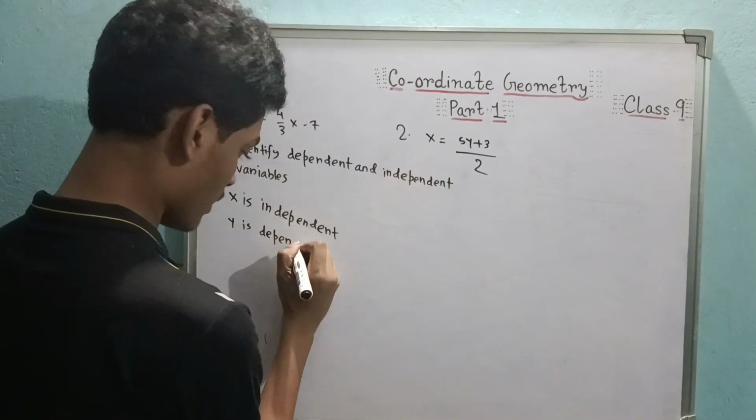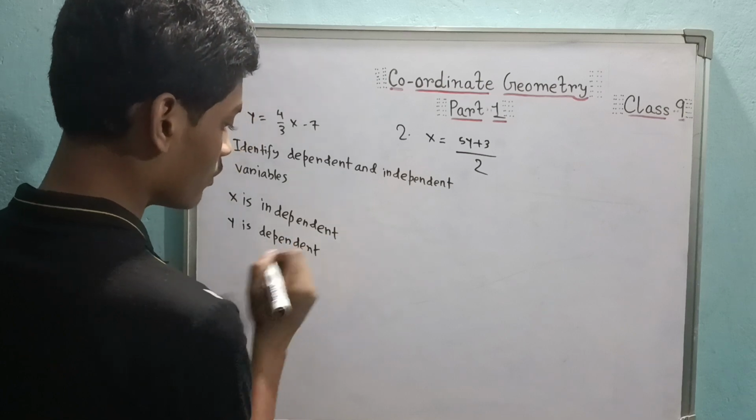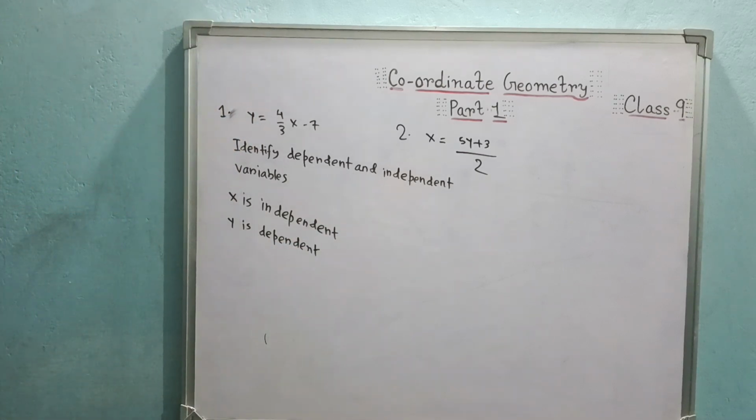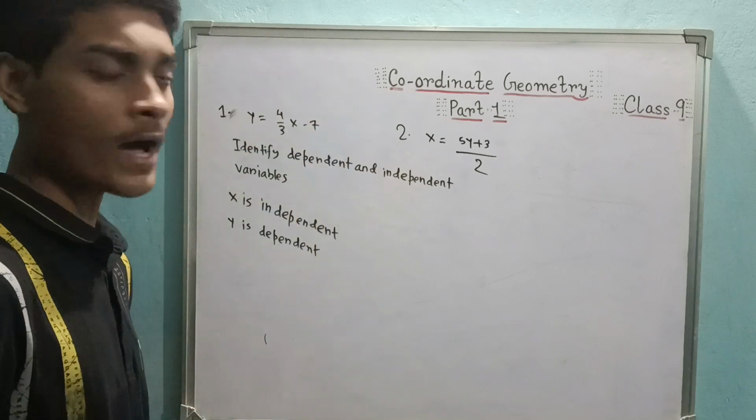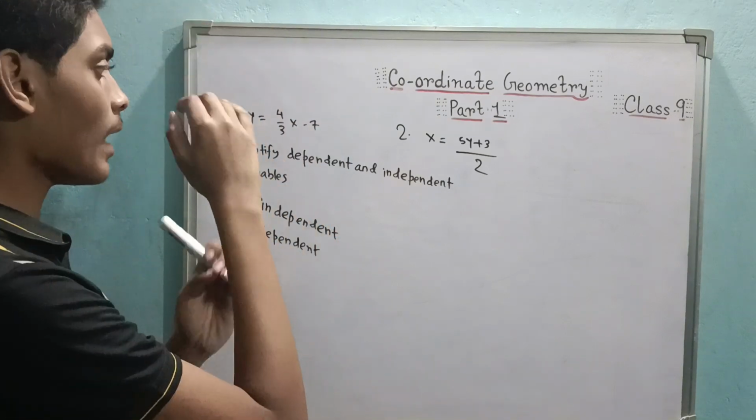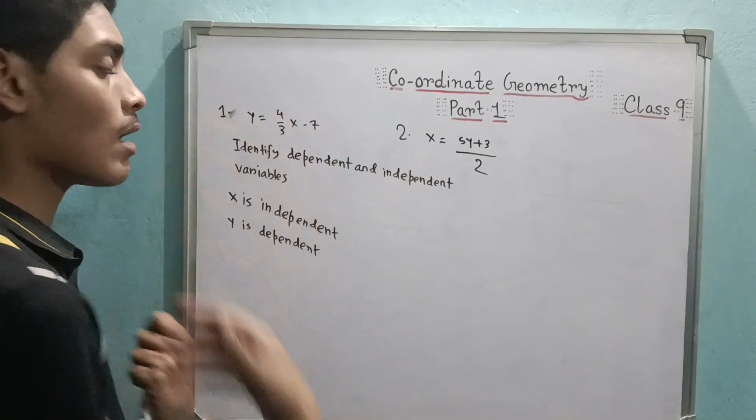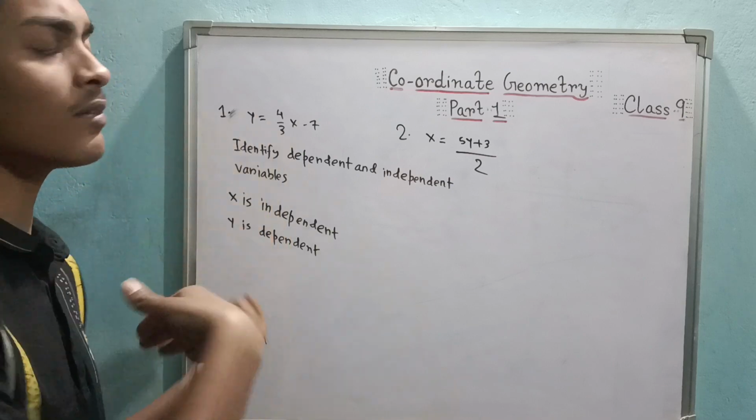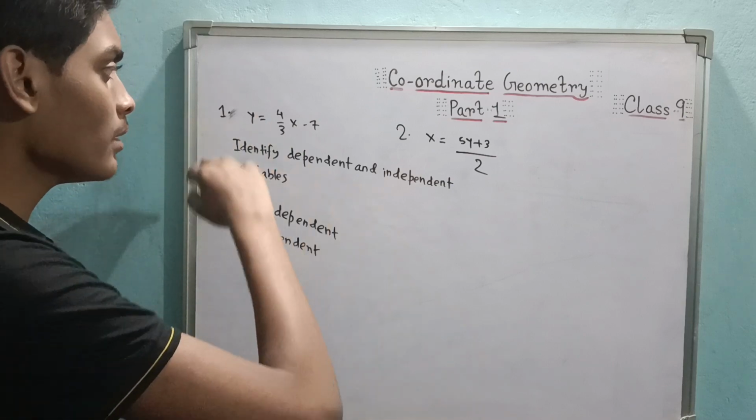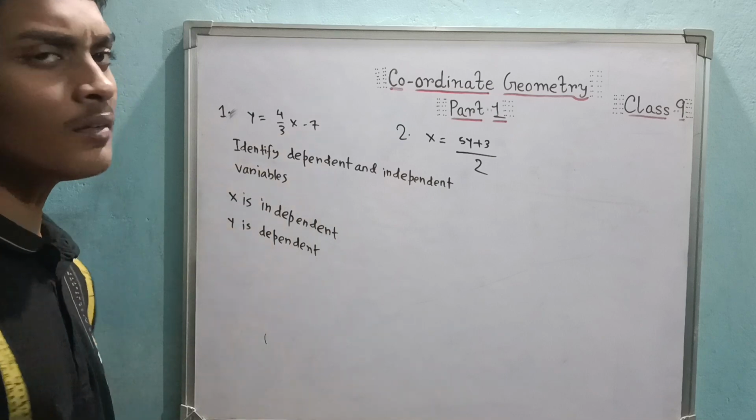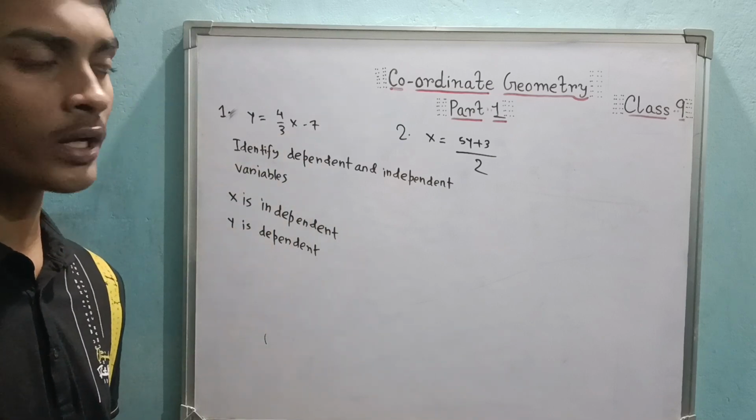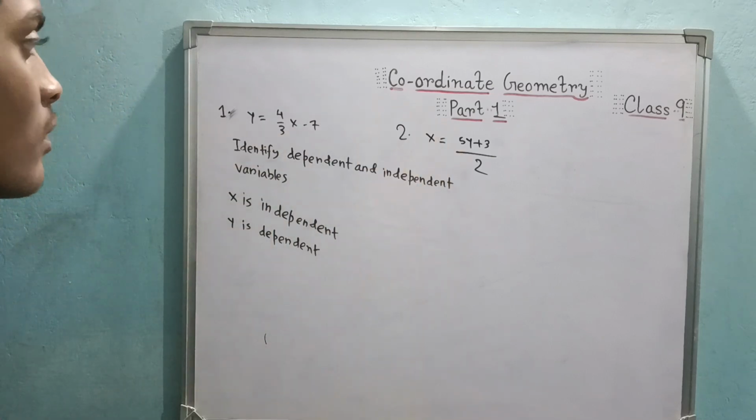That is, y is actually dependent, right? Just understand. y equal to this. So the answer of y will depend on the value of x. The word itself says it is depending. y will depend on this. So x is independent, y is dependent. Easily you can tell. Now see the second question.